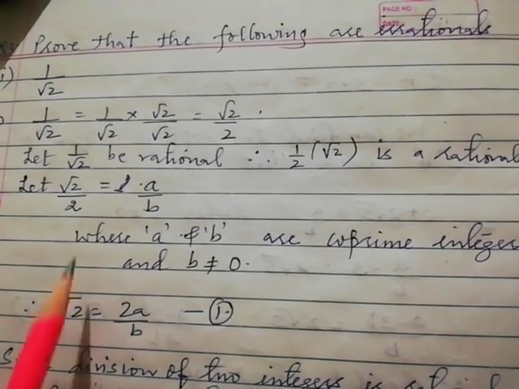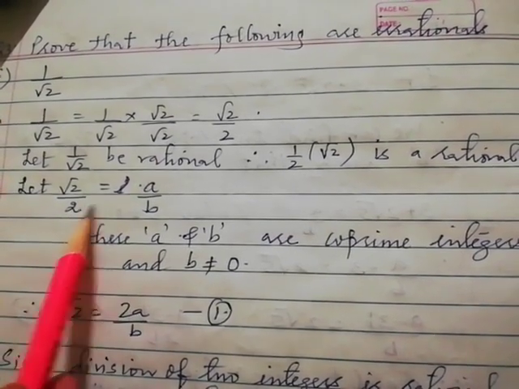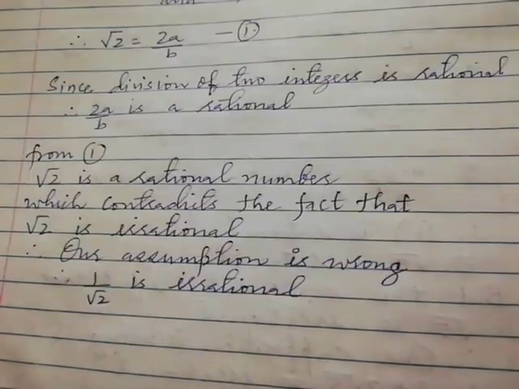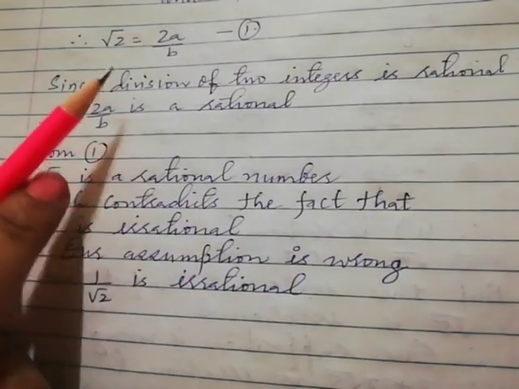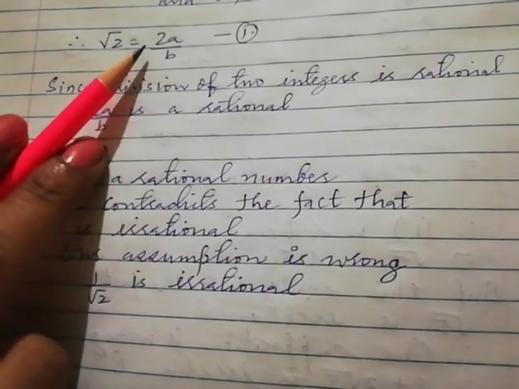And therefore we can write, root 2 is equal to, taking it up, 2 times a upon b, equation number 1. Now from equation number 1, what do you see? This a and b both are integers, and 2 is also an integer.